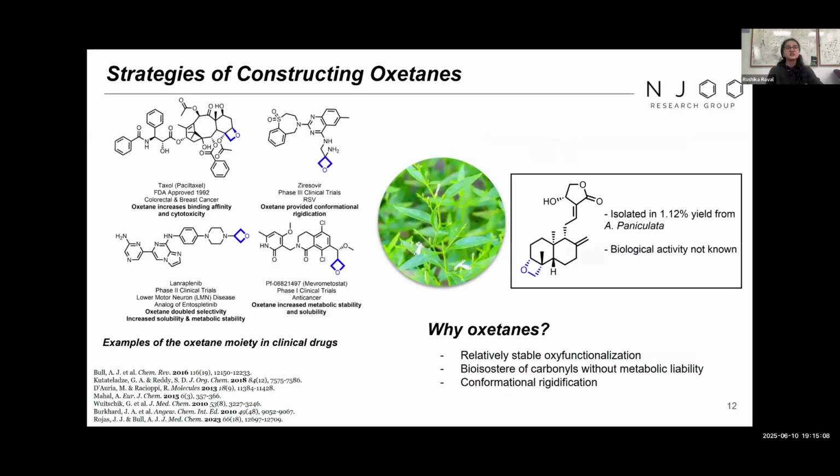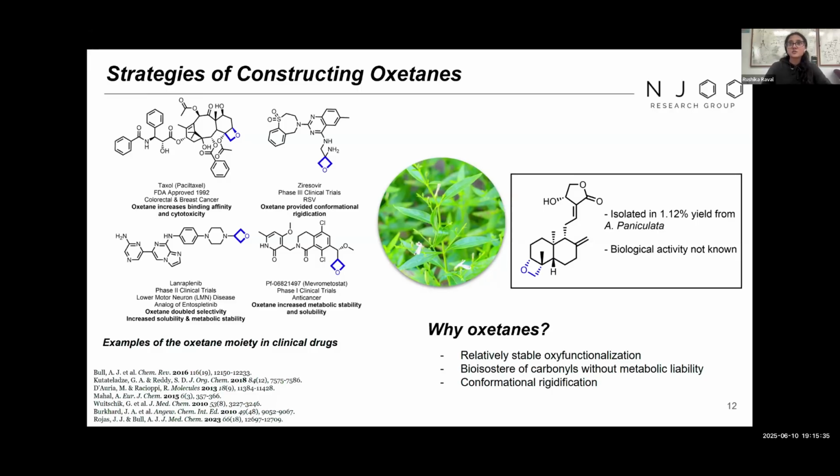The next part of our study involves synthesizing this material, which is isolated from a small portion of the Andrographis paniculata plant. This material contains the oxetane moiety, which is highlighted in blue on the right. Its biological activity has not been studied in the past, considering that it is quite challenging to construct in itself.